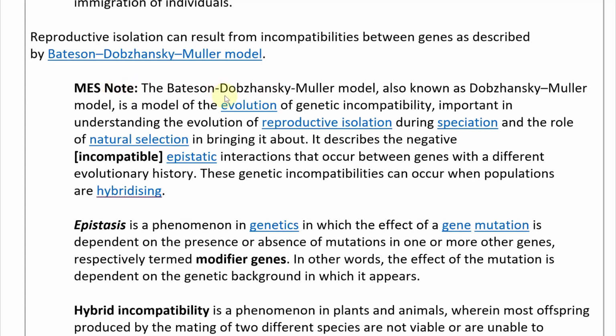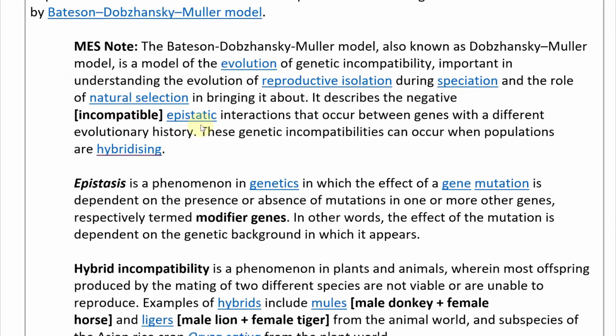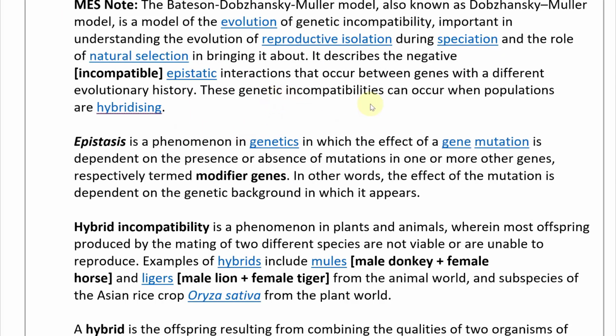So note the Bateson-Dobzhansky-Muller model, also known as the Dobzhansky-Muller model, is a model of the evolution of genetic incompatibility, important in understanding the evolution of reproductive isolation during speciation and the role of natural selection in bringing it about. It describes the negative or incompatible epistatic interactions that occur between genes with a different evolutionary history, and these genetic incompatibilities can occur when populations are hybridizing.